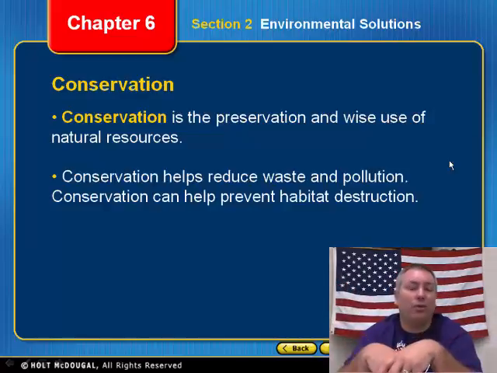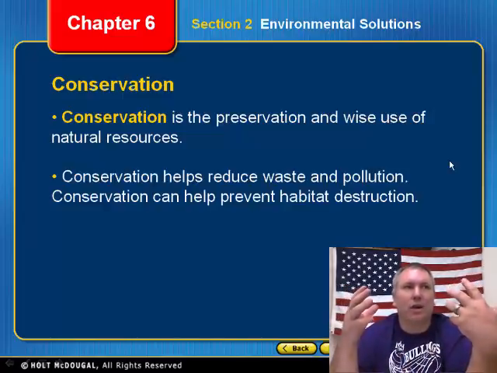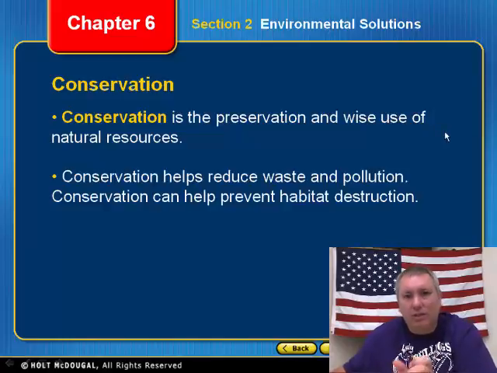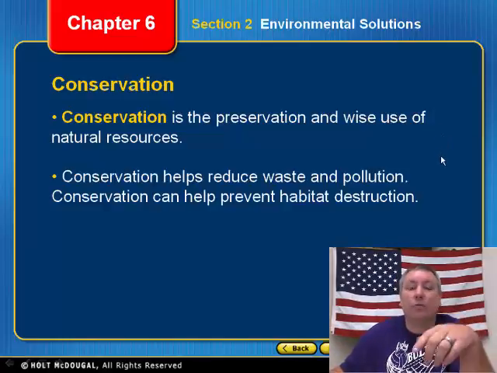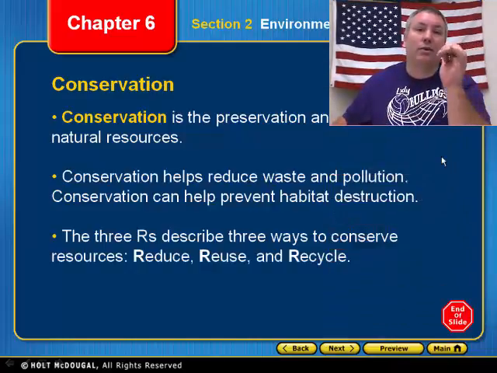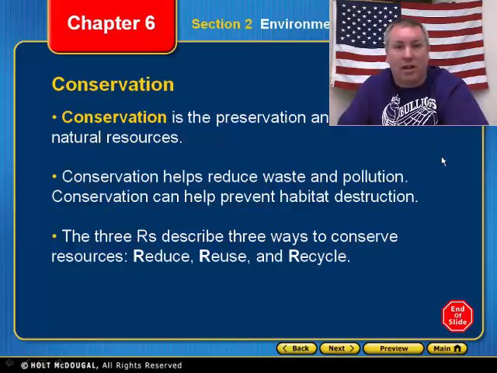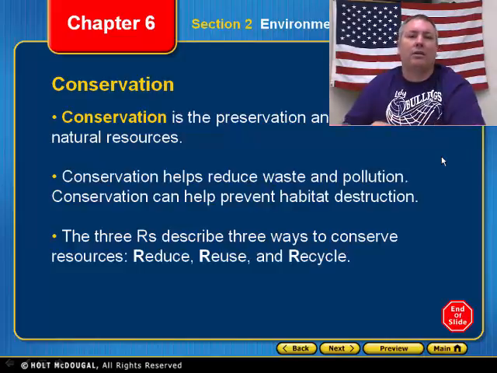So we don't want a world like the Lorax, where there are no real trees, where you have all fake trees. We want a world where people could see real trees. Now, conservation helps us reduce the amount of waste that we have and reduce the amount of pollution that we have, and it helps protect habitats, so we don't destroy habitats. Now, when we talk about conservation, there are 3 R's of conservation. You have reduce, reuse, recycle. So those are three of the things we'll be talking about today.